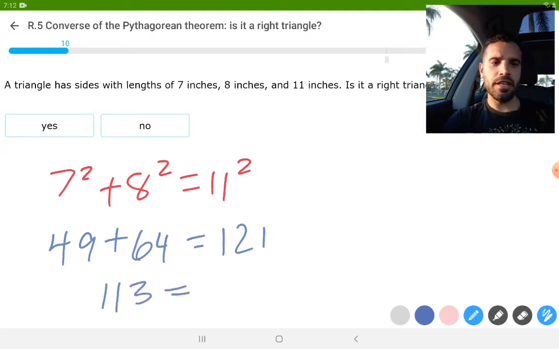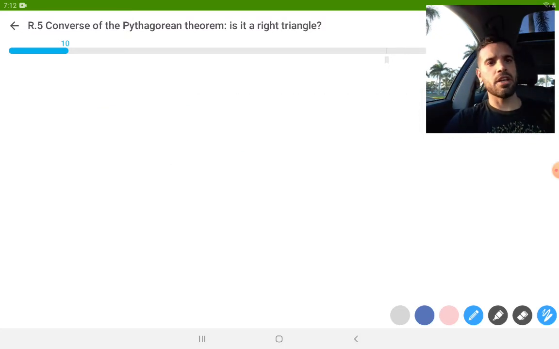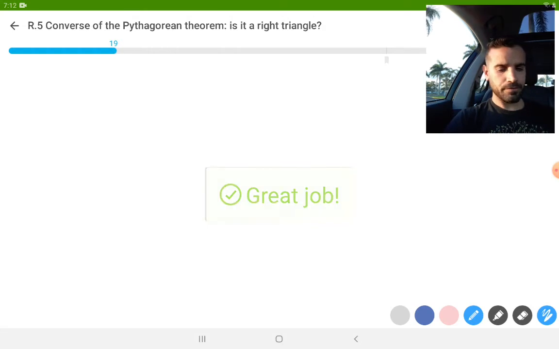And 113 is not equal to 121. So again, we have another example where we do not have a right triangle. Click no, move on to the next problem.